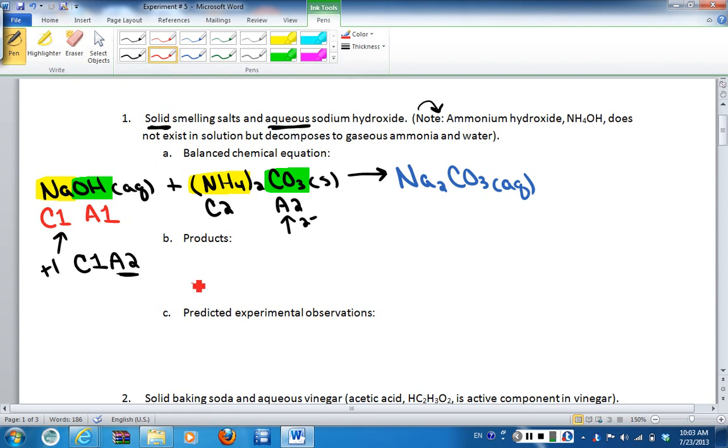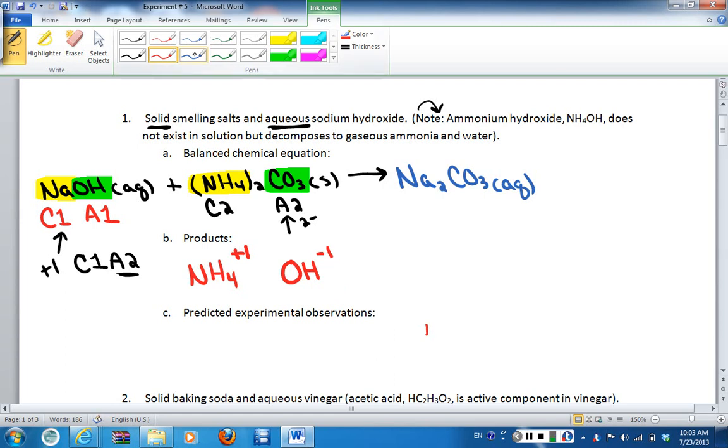So we have NH4, and we know it has a +1 charge because this is also a polyatomic ion. And anion number 1 is, let's see here, hydroxide. And this too is a polyatomic ion, and it has a -1 charge. So these are the two that go together.